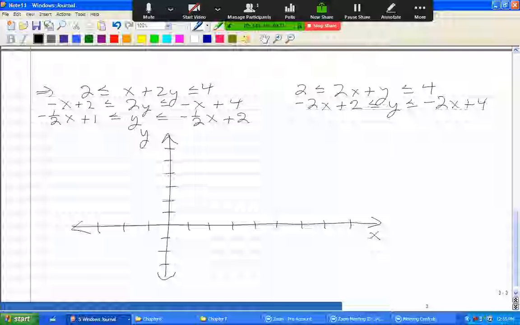Okay, so let's do the first one. Y-intercept's at 1, and it's a slope of negative 1/2. And it's a line. And the other one is plus 2. And it's a line. Okay. Drew it too big. And then the other one was 2, and has a slope of negative 2.